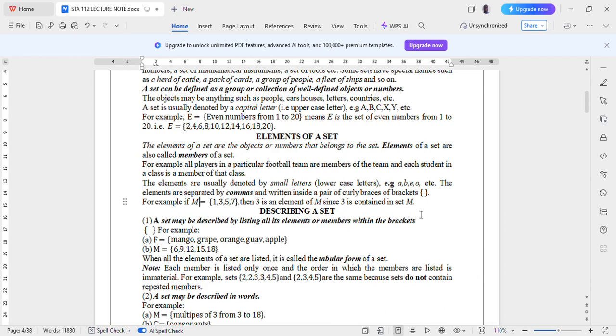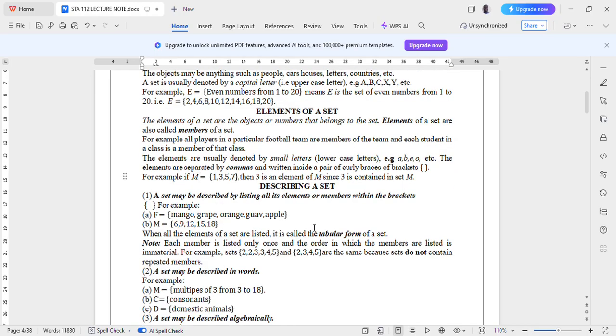So 3 is in set M, so 3 is an element. Just as each one of you is a member or an element of this class, the Star 111 class. So you are an element or a member of Star 111 class. Now, let's talk about describing a set.